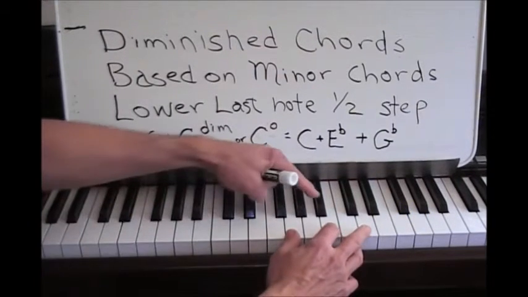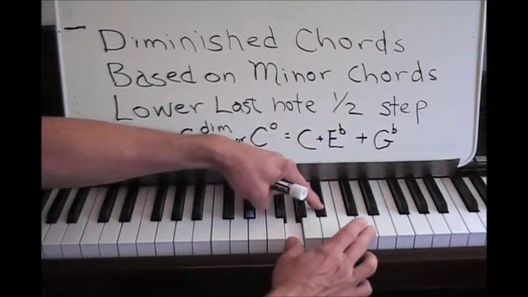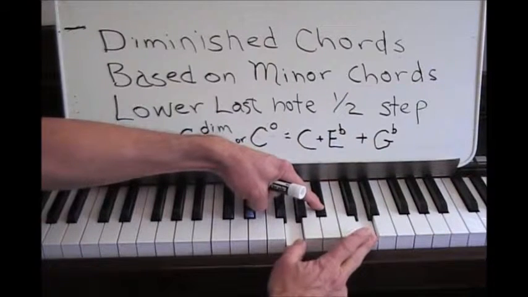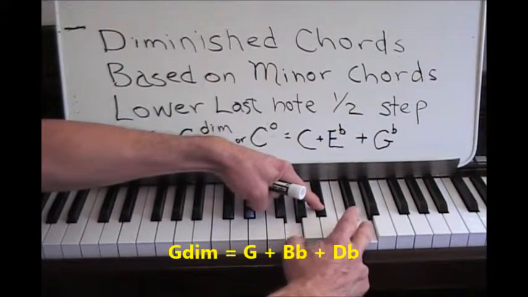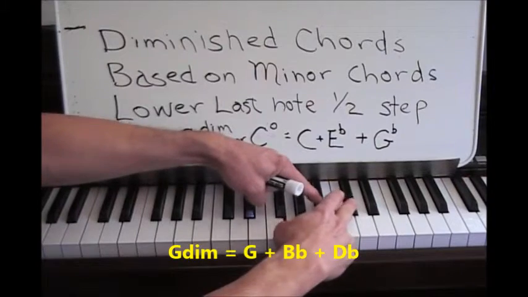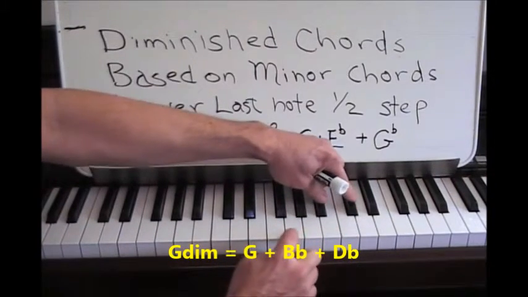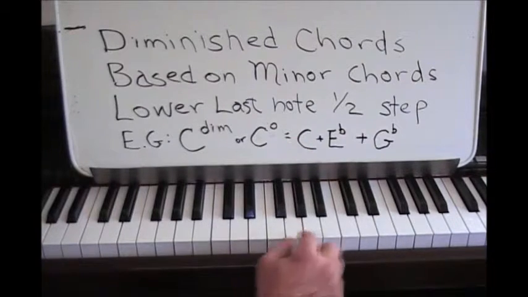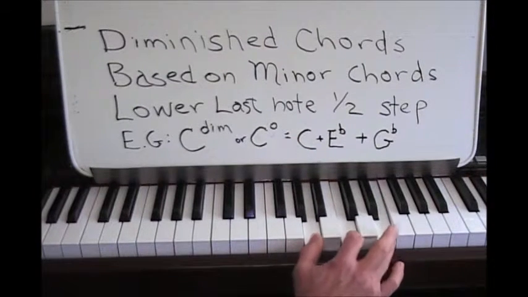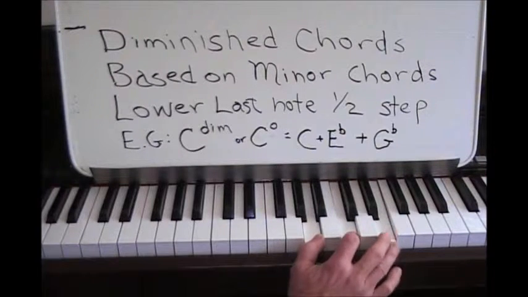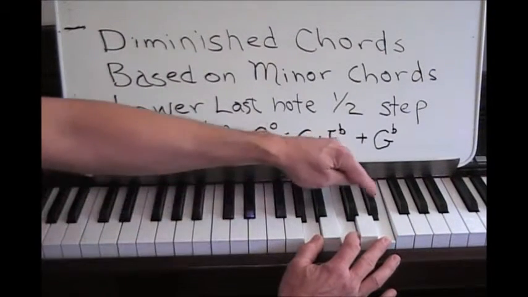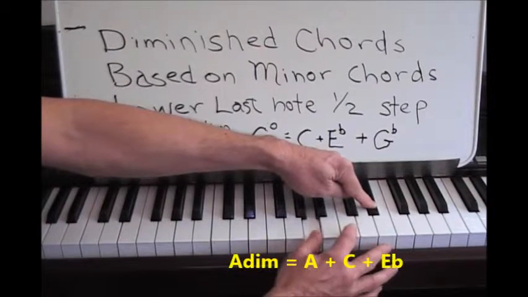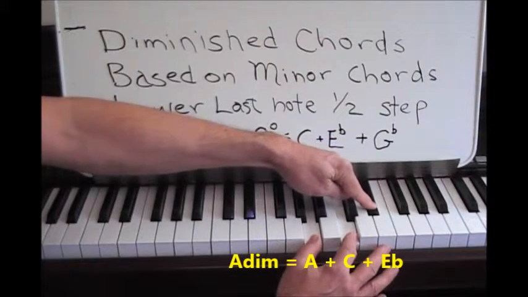The next chord would be G minor, which would be G, B flat, and D. So in order to build G diminished, we would drop the last note 1/2 step, and it would be G, B flat, and D flat. Let me get my fingers out of the way. The next one would be A minor. So to build an A diminished, we would lower the last note, which would be an E, 1/2 step. So we'd have A, C, and E flat is A diminished.